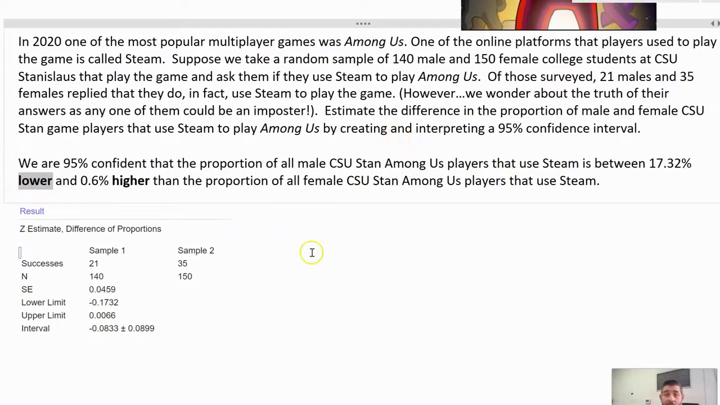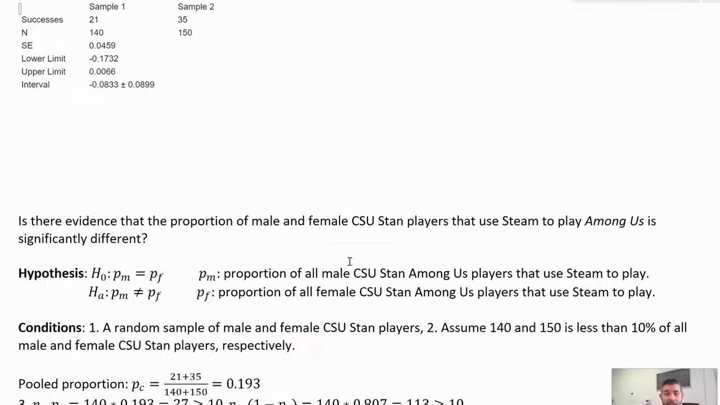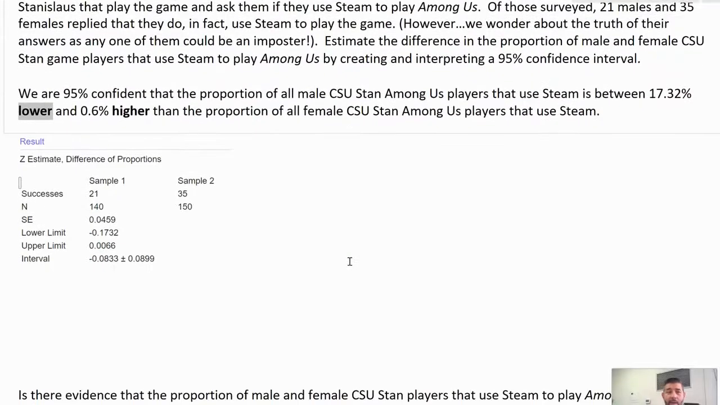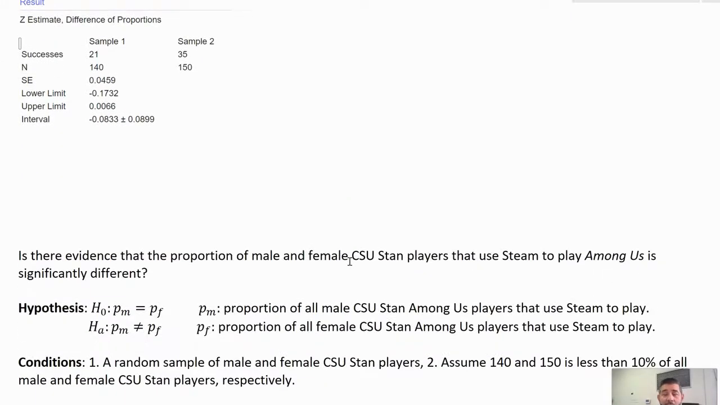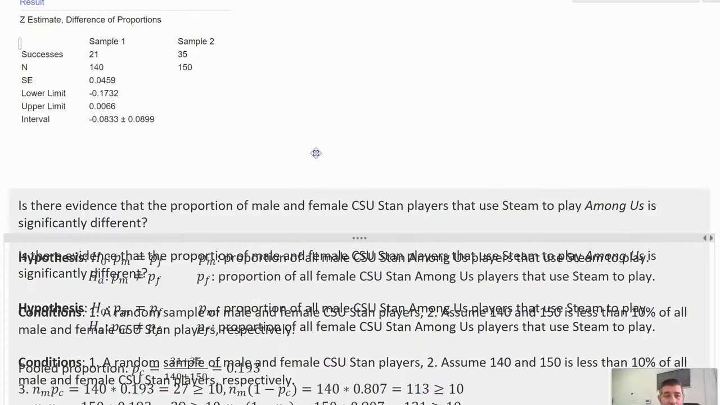Okay? That's how we do a confidence interval. All right? Easy peasy. Now let's talk about how that relates to a hypothesis test. So right here I have my hypothesis test.